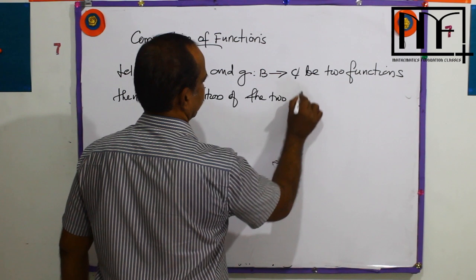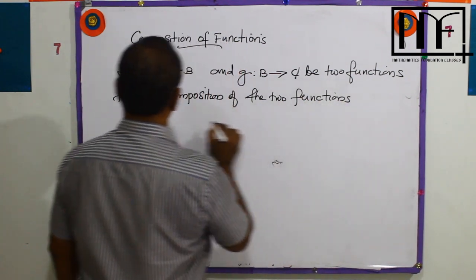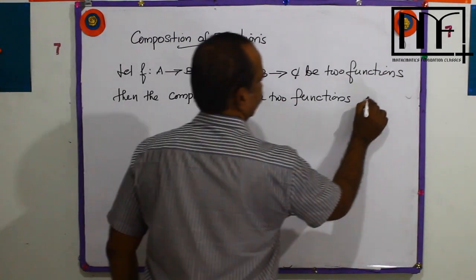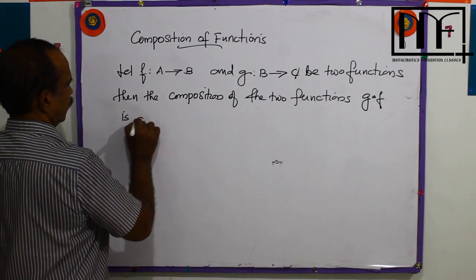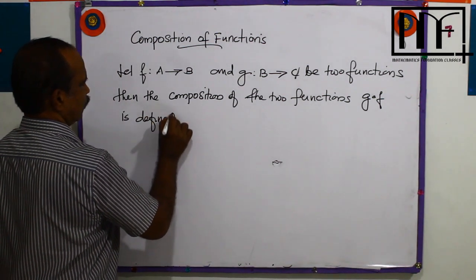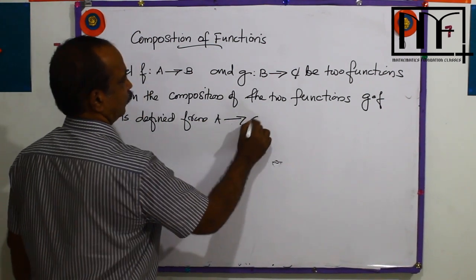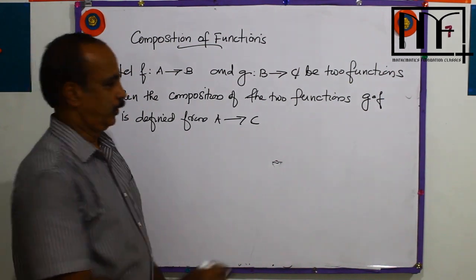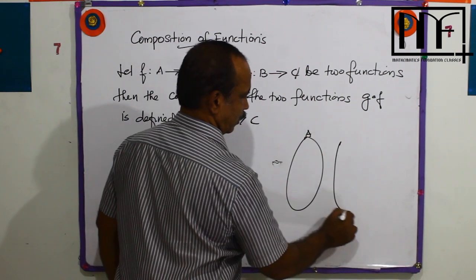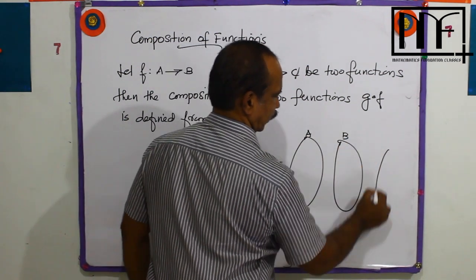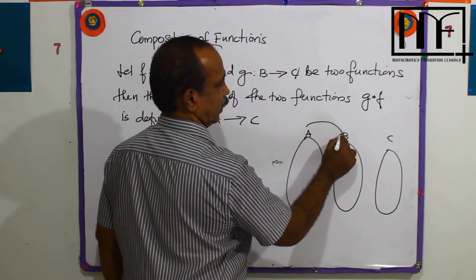of the two functions, g of f, is defined from A to C. You can see here, this is the set A, this is set B and set C. F is a function from A to B.